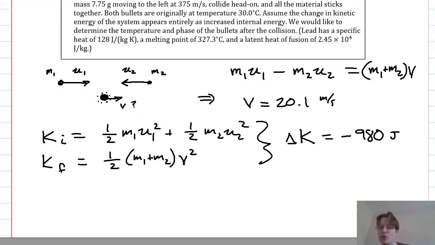So what I'll first do is, the bullets are not originally at their melting point. First, some of the heat that's generated in the impact, some of this 980 joules, goes into warming up the bullets to their melting point, and then I've got to figure out how much is left over to do the melting. So first I'll write down the heat to reach the melting point.